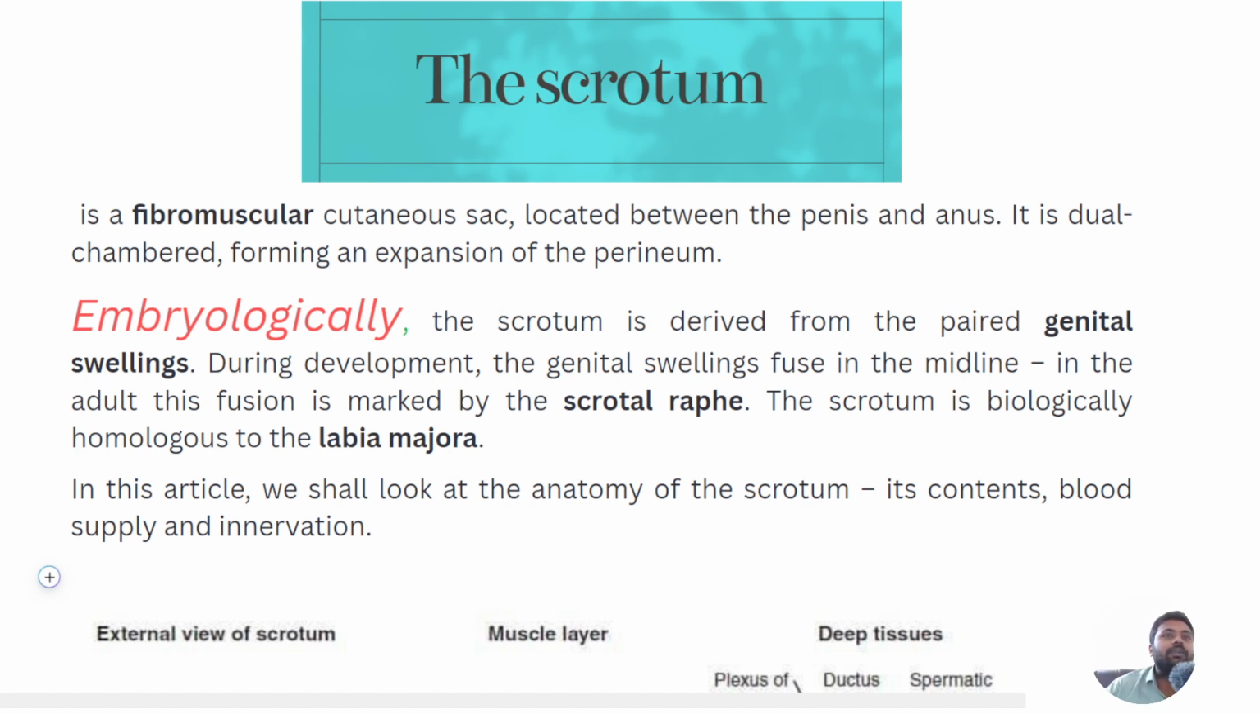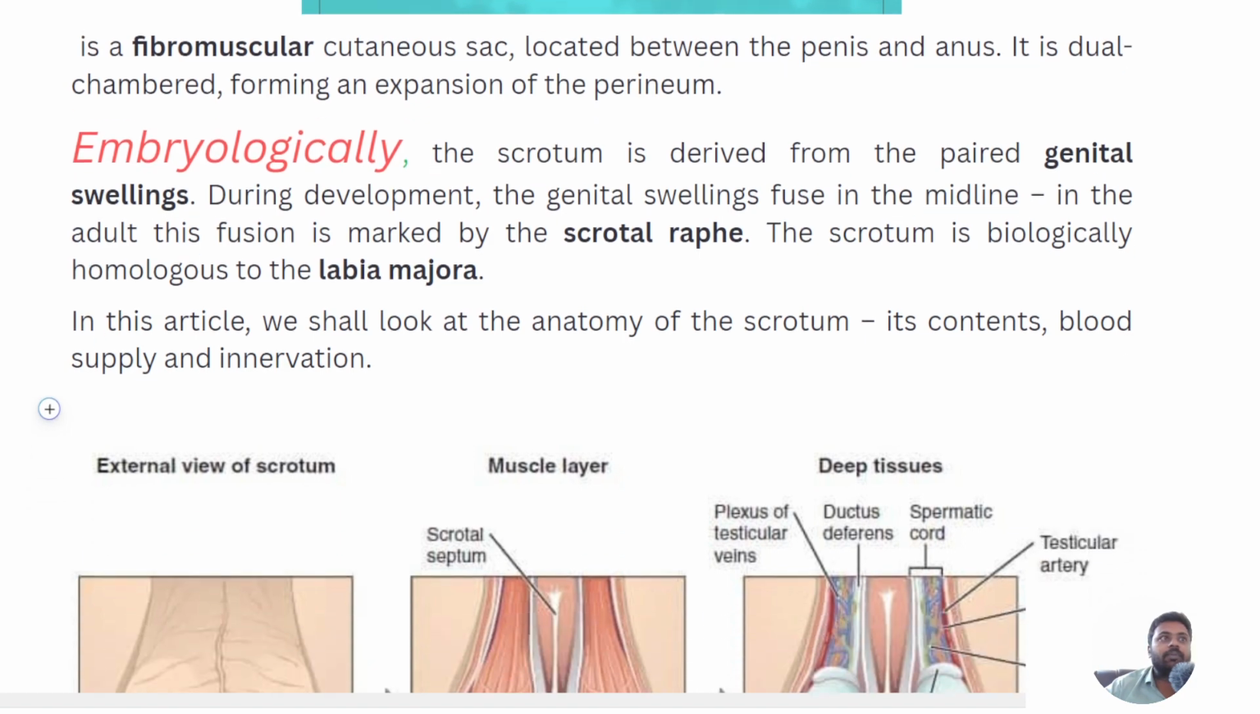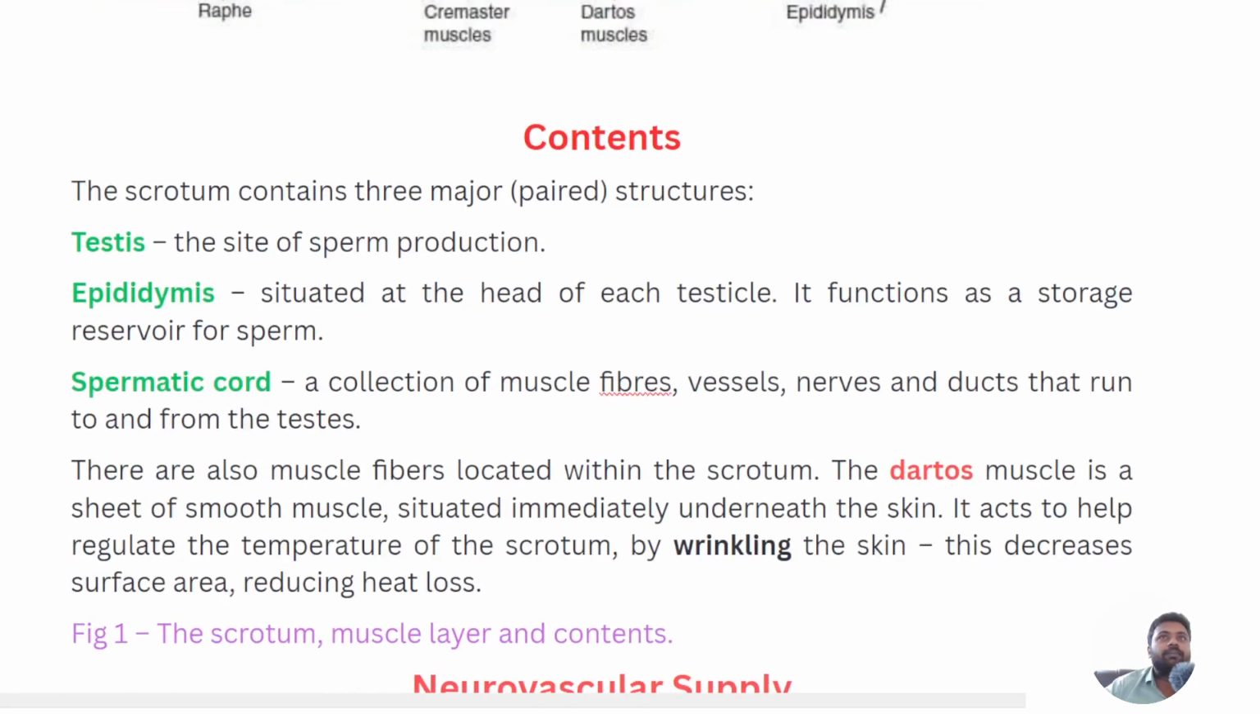This labia majora is present in the female reproductive system and female perineum. In this article, we shall look at the anatomy of the scrotum. It contains blood supply and innervation.